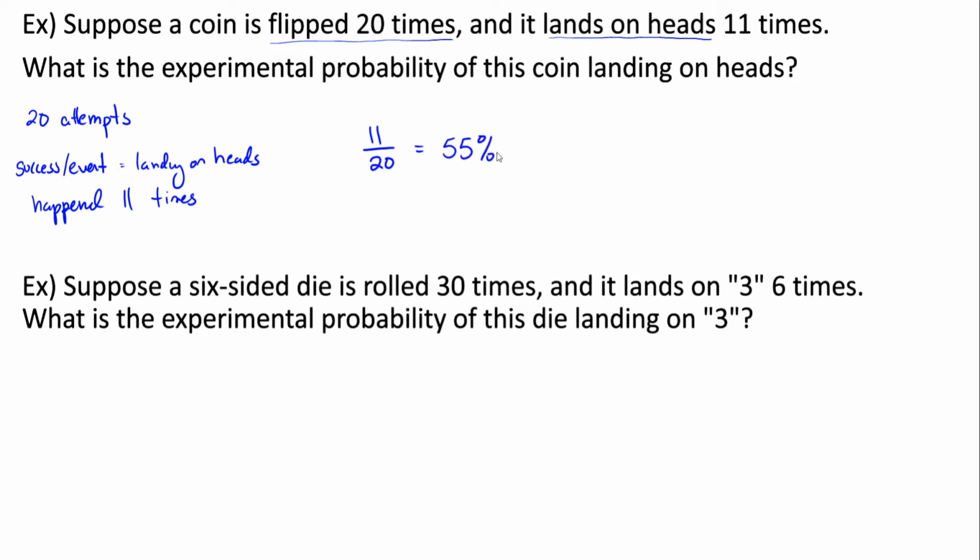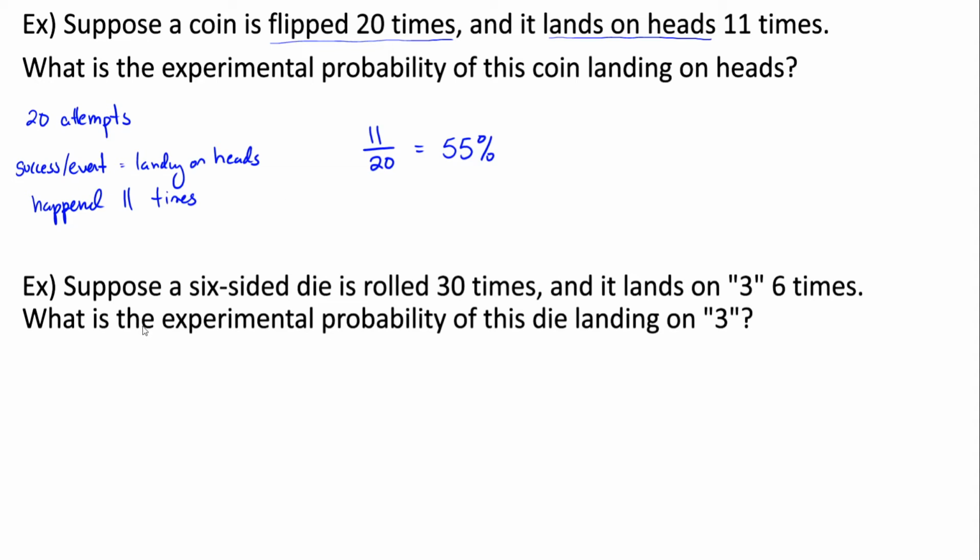Now we know that the real probability of flipping a coin and landing on heads should be 50-50, but this is experimental probability, and this has to do with what has actually happened in our experiment. So in our experiment, we flipped this coin 20 times, we landed on heads 11 times, so our experimental probability of landing on heads would be 11 out of 20.